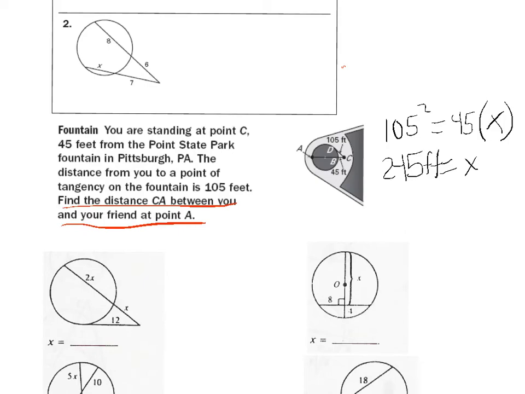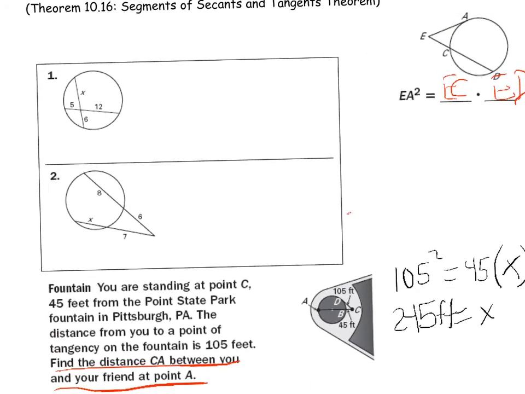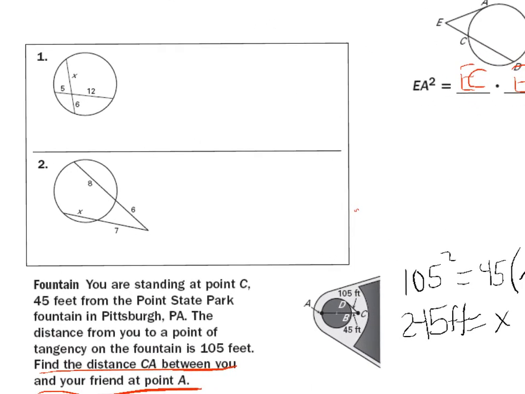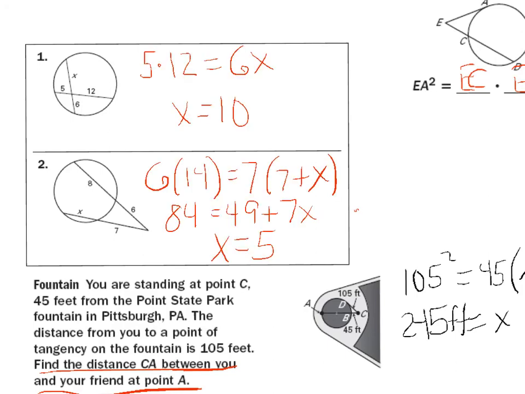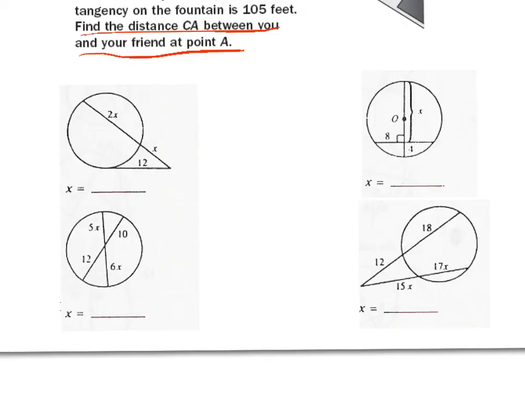All right, so now let's go back to these two problems right here. I want you to work these two problems, recognizing that number 1 is two chords and number 2 is two secants. So go ahead and use those theorems, and once you have your answer, come back and check it. So hit pause now. For the first problem, you should have gotten that x equals 10, and for the second problem, you should have gotten that x equals 5.